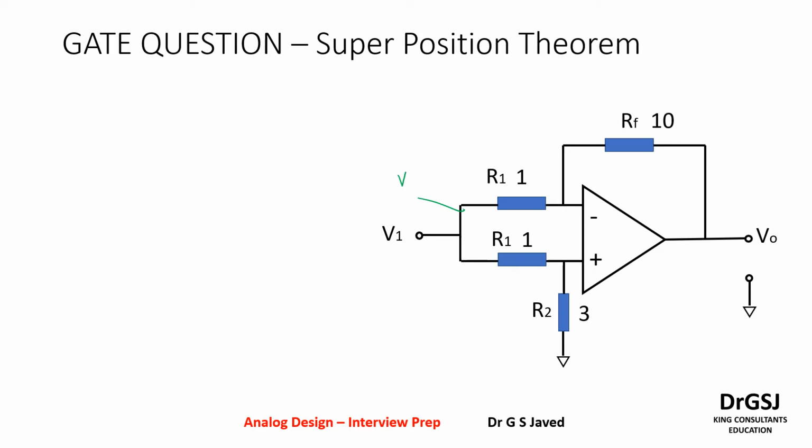VA and VB, by splitting it here. Since it is a voltage source, it can be given this way. Now let this total voltage V1 be equal to 4 volts. Let us find what is the output voltage.